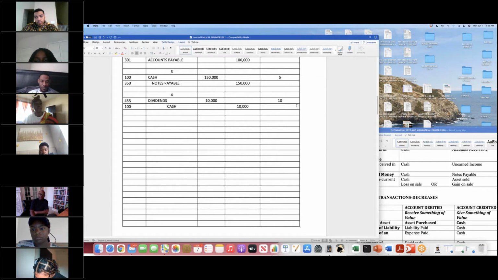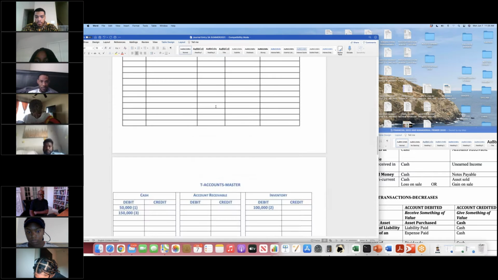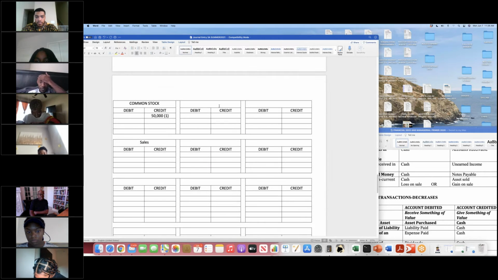Now let's post it. Are you ready to post it? I guess. Let's post the debit with the dividend first. So we're going to go to accounts, dividends. In the order, dividends is going to come after common stock. I'm going to put it right here, so we keep them in the order of that chart of accounts. I'm going to put a debit here, what? Debit 10,000.